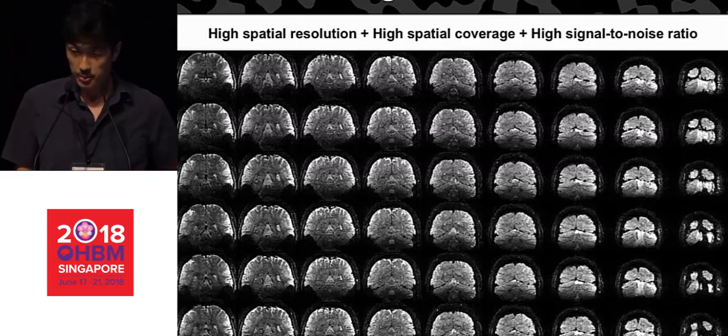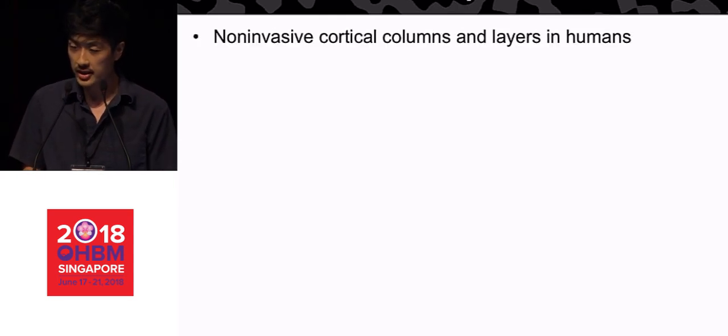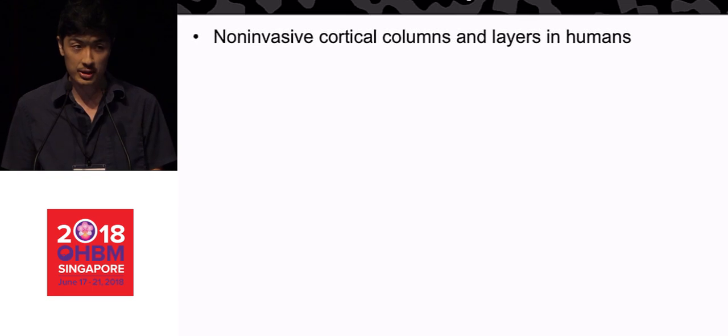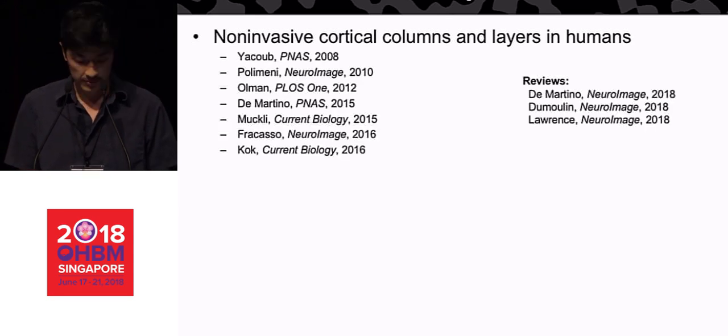Now, from the point of view of a neuroscientist, of which I am one, this is exciting because it suggests we can measure non-invasively activity at the columnar and laminar scale across a large swath of cortex in humans. Now, many studies have already used ultra-high resolution fMRI.